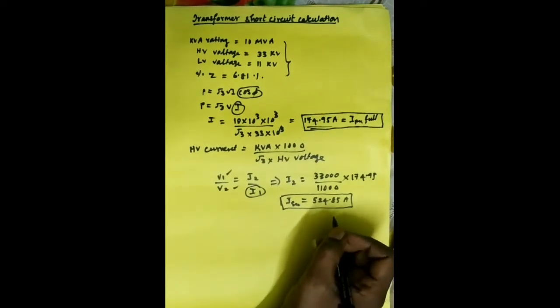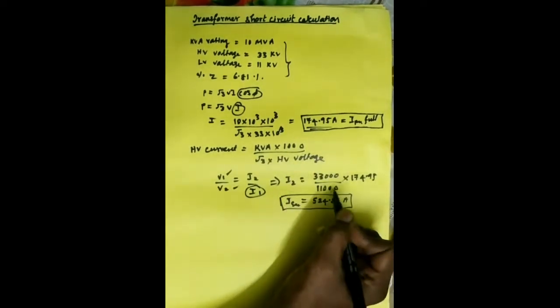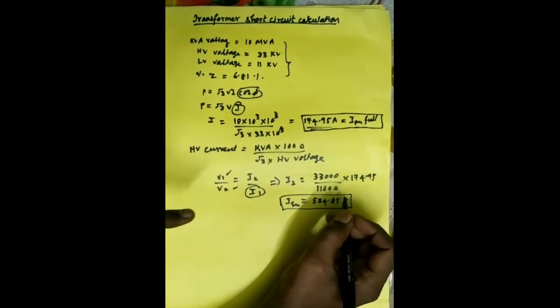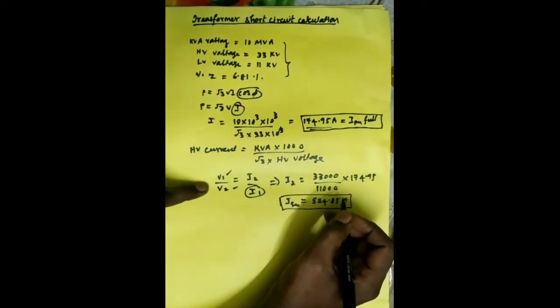Now, as I said previously, it will be mentioned in the nameplate details. I have shown these formulas. If it is not mentioned in the nameplate details, we can find it easily by using these formulas.